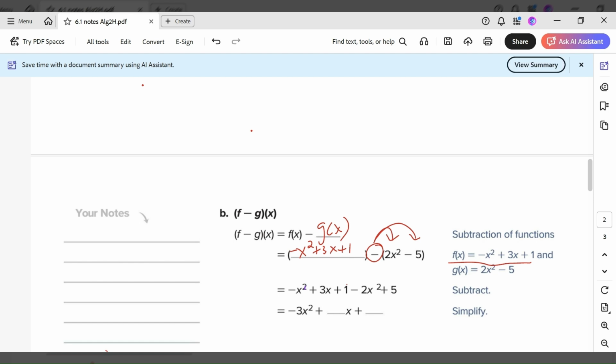Okay, again, we're combining our like terms. So we see negative x squared and our negative 2x squared, which gives us our negative 3x squared. We have 3x by itself, so we're still at 3x. Then we see we had 1, but now instead of losing 5, we gained 5. So 1 plus the 5 makes it a 6, resulting in negative 3x squared plus 3x plus 6.